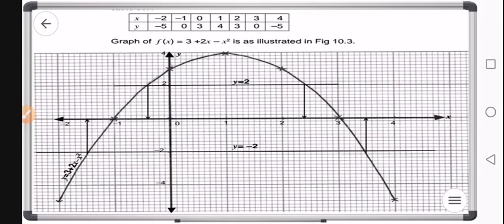Right, so we have this point. This one, this point is for x.